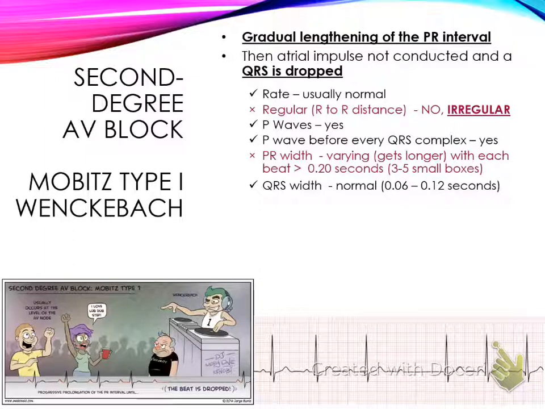But you're like, okay, well, there's a P before the QRS. Let's do the PR intervals, our next check, right? We did a regular check, it didn't check out. We did the P before the QRS, that checked out. But now we're going to do the PR width. And we measure and we're like, okay, we've got, let's see, 1, 2, 3, 4, 5, 6 blocks. Okay, a little long.